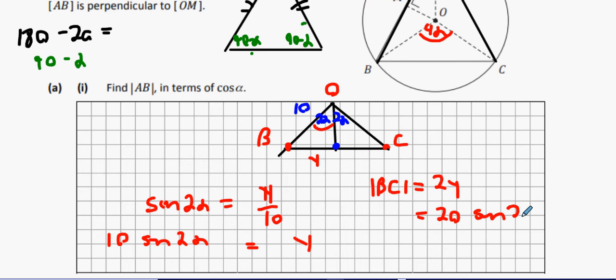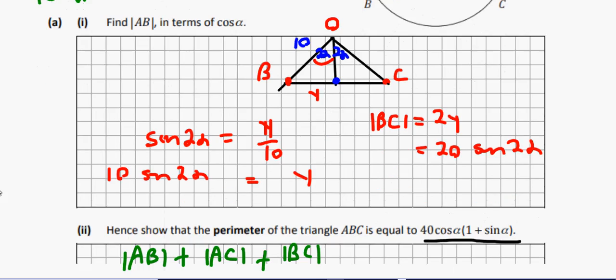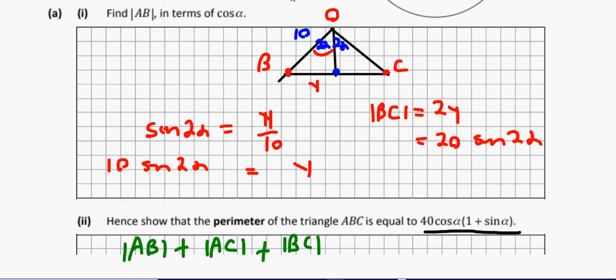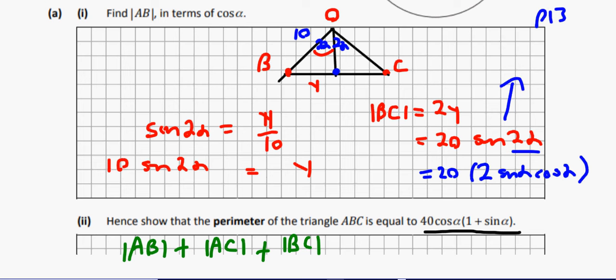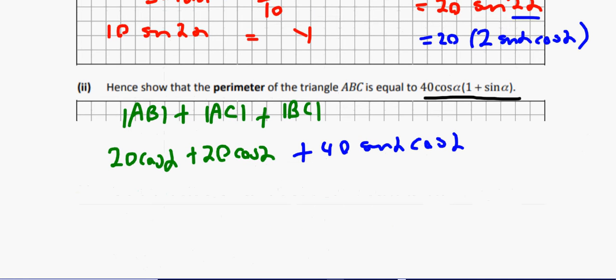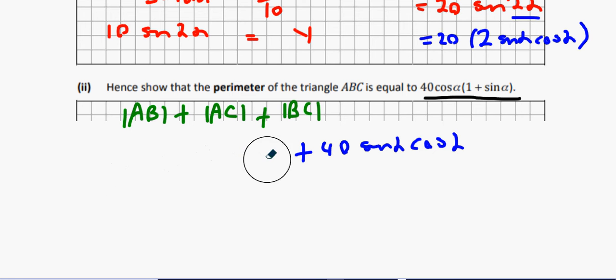Now if you look at your answer, there's no sign of any 2a in your answer. Because there's no sign of that, you need to go to page 13 or 14 of your tables, and you'll see that sine 2a is the same as 2 sine a cos a. Then when you multiply that out, you're going to get your 40 sine a cos a, and then the 2 times 20 cos alphas also gives you 40 cos alpha.